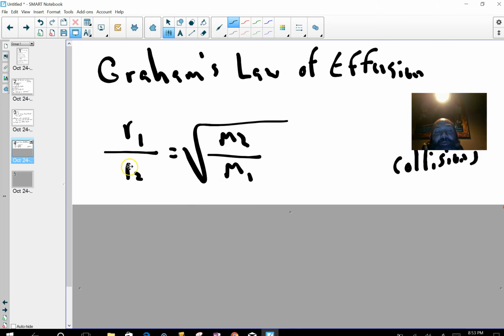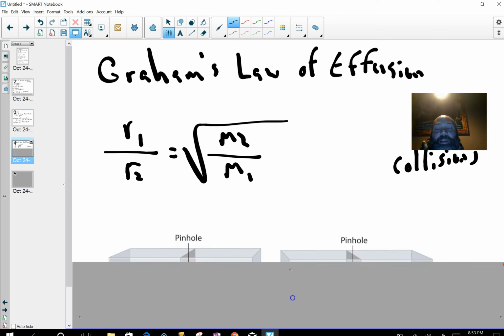Yeah, that's an R on the bottom. I know, let's make it more of an R there. So that's the rate of gas 1 over the rate of gas 2 is equal to the square root of the molar mass of gas 2 over the molar mass of gas 1. So if we know the molar masses of our two compounds, and we know the rate of effusion of one of them, we can find the rate of effusion of the other one.